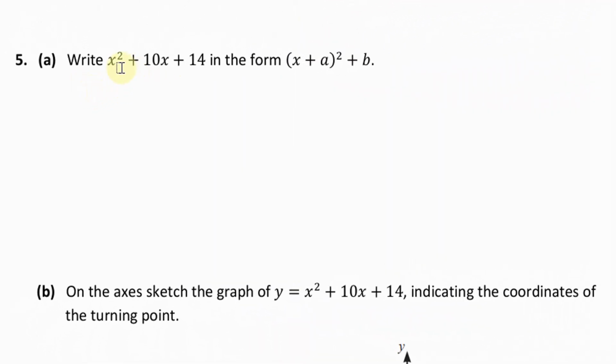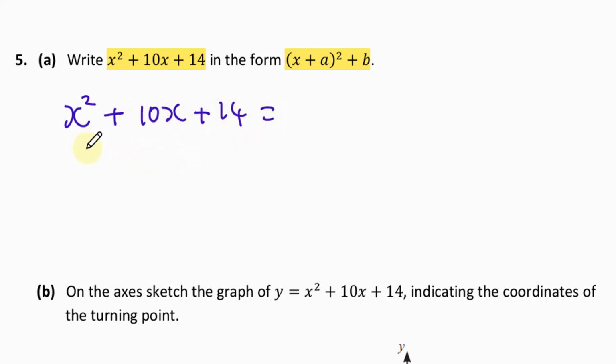So in question 5a, we have to write this quadratic expression in completed square form. So it's x squared plus 10x plus 14. In this case, we don't have a common factor to take out from the first two terms. The x squared coefficient here is 1. So we're going to go to the next step, which is to take the x coefficient, in other words 10, to multiply it by a half and to square the answer. And this comes to 25.